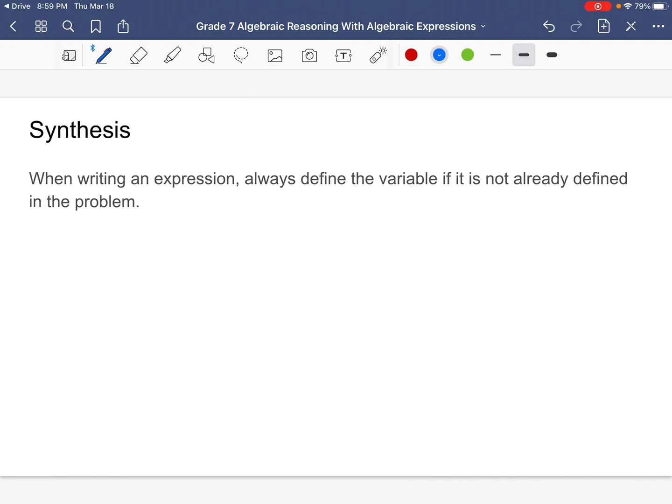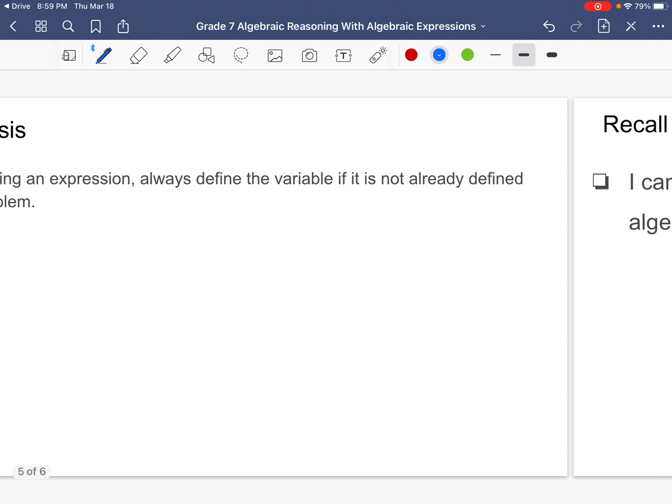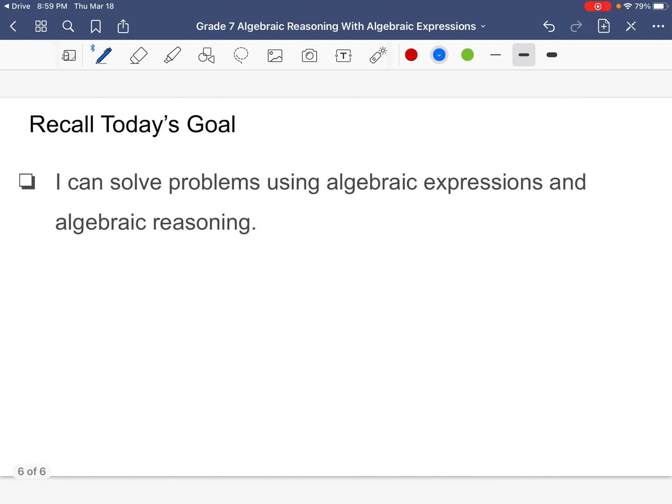When writing an expression, always define the variable or variables if they're not already defined in the problem. And you saw today how to write expressions to represent situations and use algebraic reasoning to write expressions that can be used to solve problems. And that's the end of today's lesson.